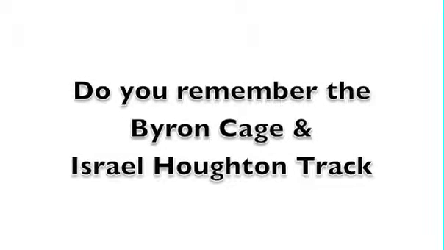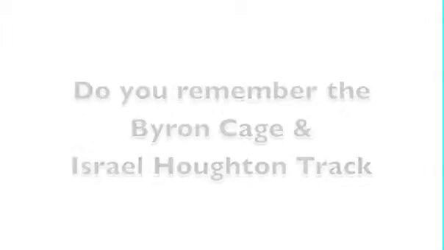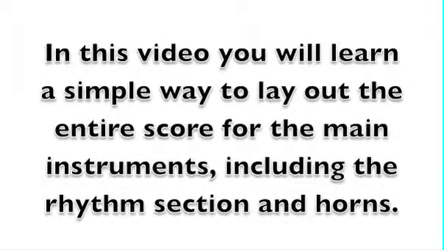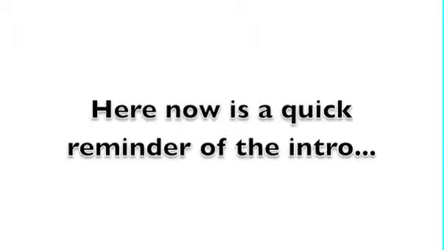Okay, so do you remember the Byron Cage and Israel Houghton track? Well, in this video, you will learn a simple way to lay out the entire score for the main instruments, including the rhythm section and the horns. Here now is a quick reminder of the intro.